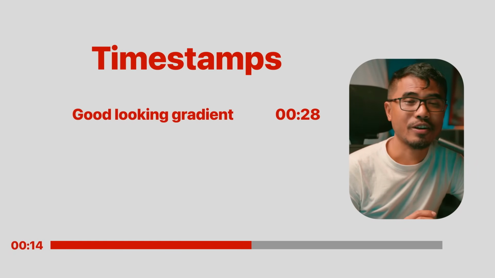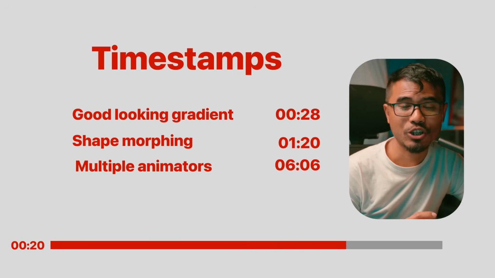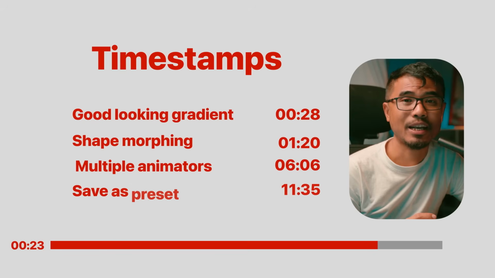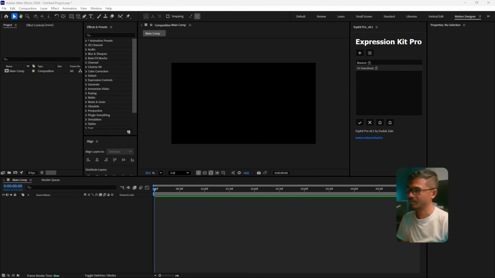First, I'll show you how to create a good looking gradient background, creating the shape morphing. I'll show you how to create text animation using multiple text animators and saving them as a preset. So let's get started. So let's create a gradient background.